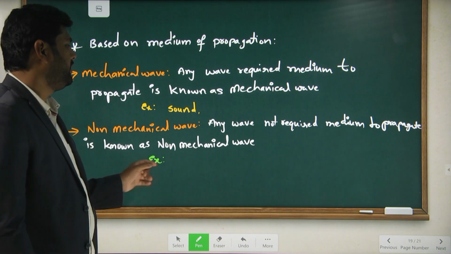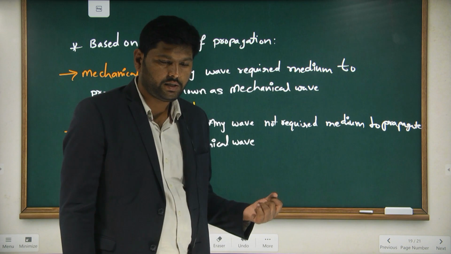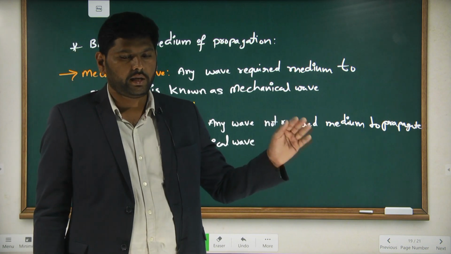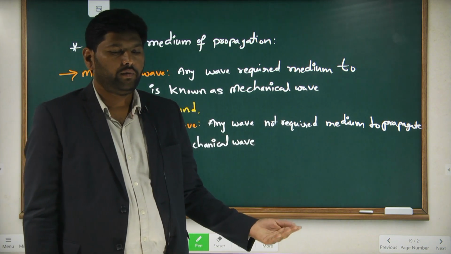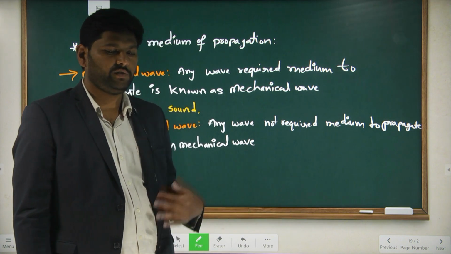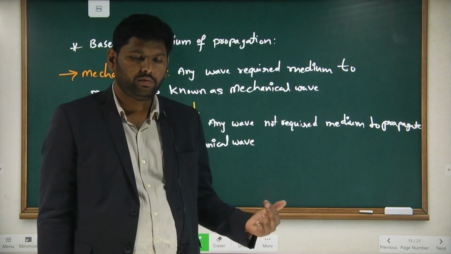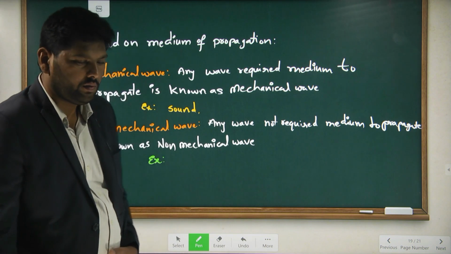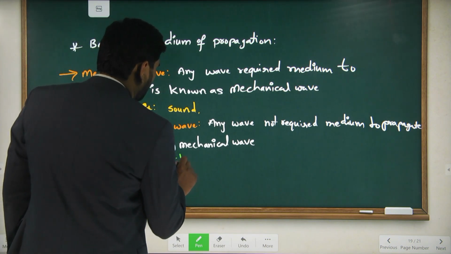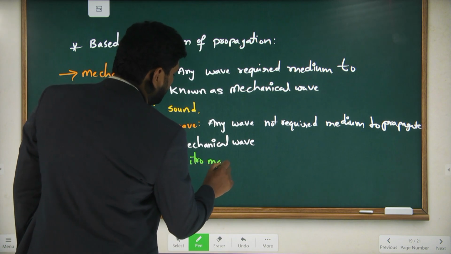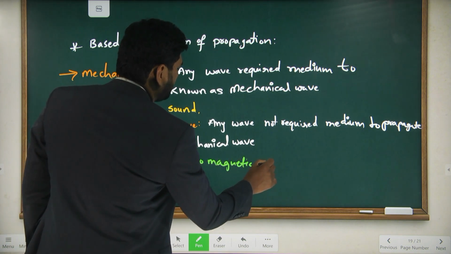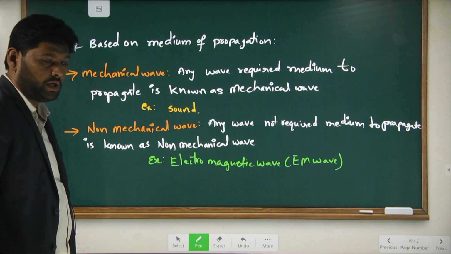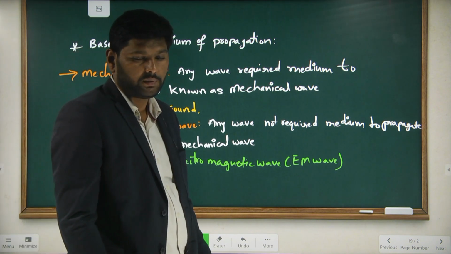What is meant by non-mechanical wave? Any wave not required a medium to propagate is known as non-mechanical wave. Example for non-mechanical wave: between the earth and sun, we don't have any medium. When you don't have a medium, even though light is reaching us, that light wave is a non-mechanical wave. Light wave is also known as an electromagnetic wave. Simply you can write here electromagnetic wave. Shortly we can call it EM wave. EM wave is not required any medium to propagate from one position to another position.